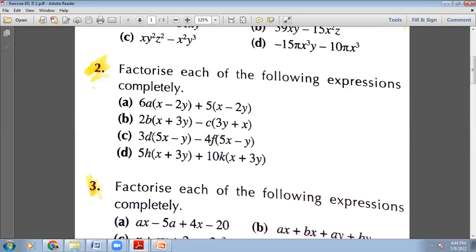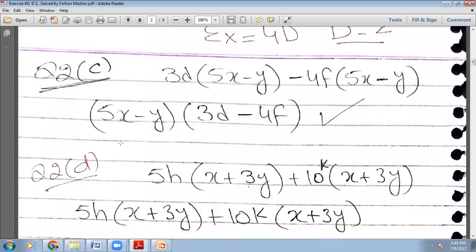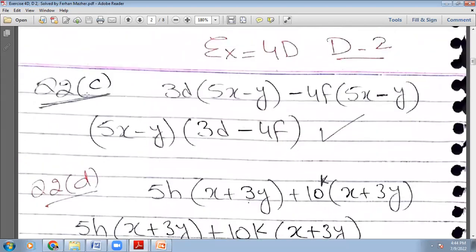Question number 2, and it's C part, 3d bracket 5x minus y minus 4f bracket 5x minus y bracket close. You can see this 5x minus y bracket is the same in both the terms, so you can take this common. So I will take the 5x minus y bracket common. In the other bracket, you are left with 3d minus 4f, because this bracket has been taken common, so 3d from here and minus 4f from there. So bracket 5x minus y bracket close, bracket start, 3d minus 4f bracket close is the answer.